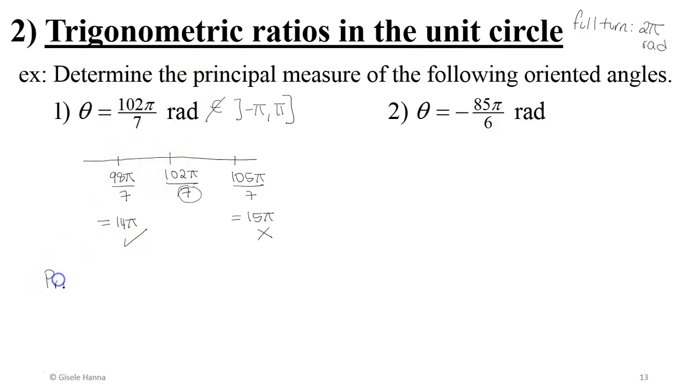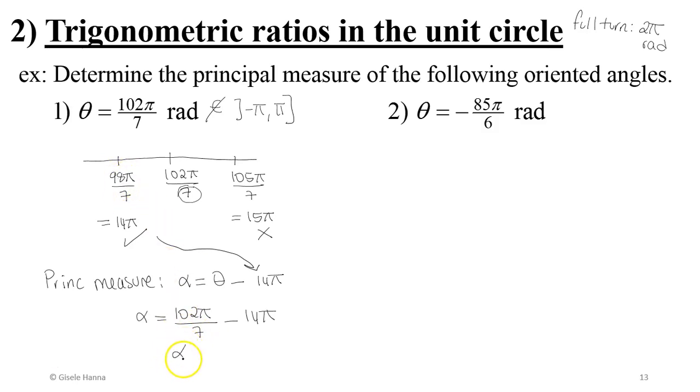So over here, in order to determine the principal measure of theta, if I were to call it alpha, you cannot call it theta because it's not the same angle. Okay, they're different, but alpha would be the principal measure of theta. So what you would do is, in fact, consider theta minus the number of full turns that you have found. So it's 102 pi over 7 minus 14 pi, and 14 pi is 98 pi over 7, having the same denominator of 7 would lead you to 4 pi over 7 rad. So the principal measure of this given angle theta would in fact be 4 pi over 7, and you can clearly see that the fraction multiplying pi is smaller than 1.